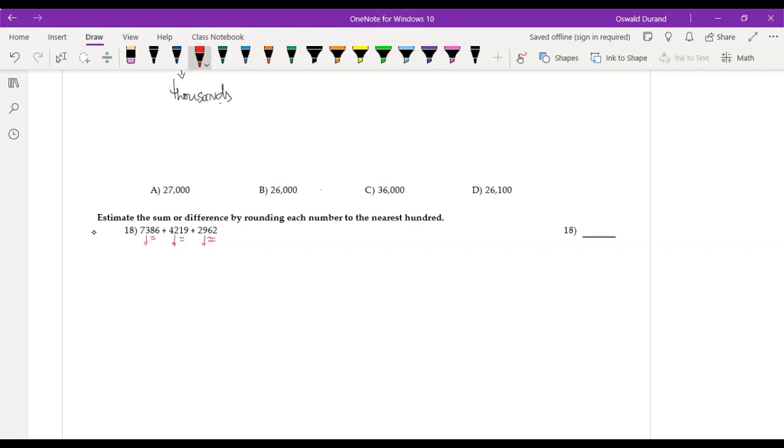Okay, so for the first one here, 8 is greater than 5, so therefore we need to add 1 to 3, right? So there's going to be 7, 4, and then followed by 2 zeros. Plus, here, the 1 is less than 5, so therefore 2 remains the same. So we're going to write 4 and 2, followed by 2 zeros.